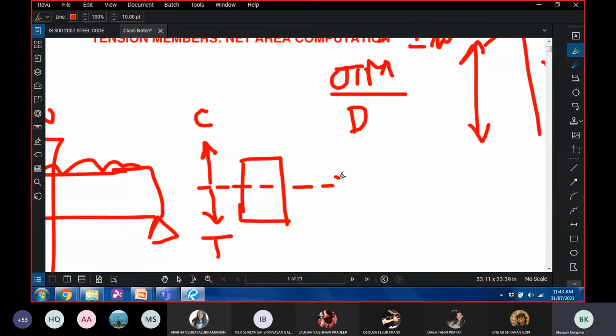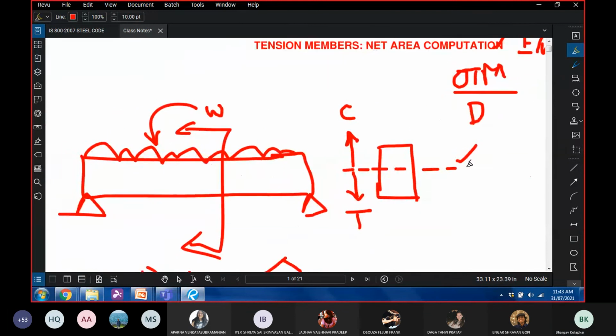Now, can someone tell me what this line is called? Neutral axis. It is neutral. Irrespective of what load you put, it is not going to budge, it is not going to be stressed, it is not going to be strained. It is called the neutral axis. So the section above the neutral axis is under compression, below the neutral axis is under tension.